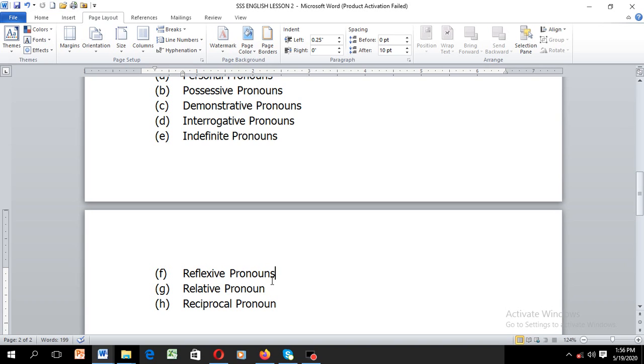That's why we say that reflexive pronouns are used to emphasize an action by a person. So it's an emphasis by a person. I can do it myself. Myself here is an example of reflexive pronouns. Are you following, please? Good.